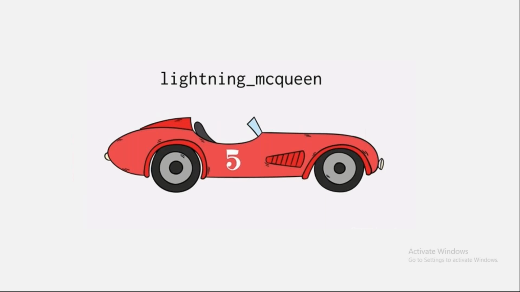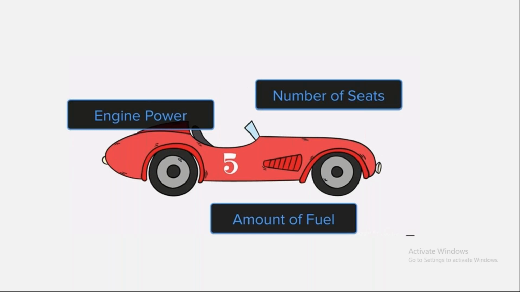So let's say you have a car. Some of you might have a car, some of you might not have a car. I also don't have a car, but I have learned a lot of stuff about cars, so I can brag that I do have a car. So let's say that you have a car, and you give that car a name, that is Lightning McQueen.